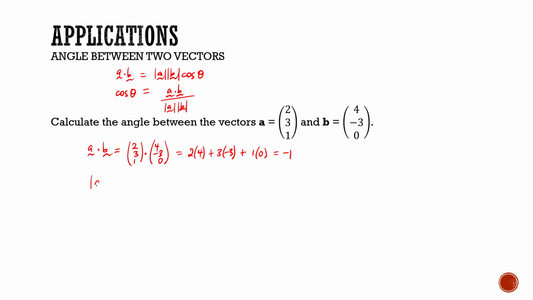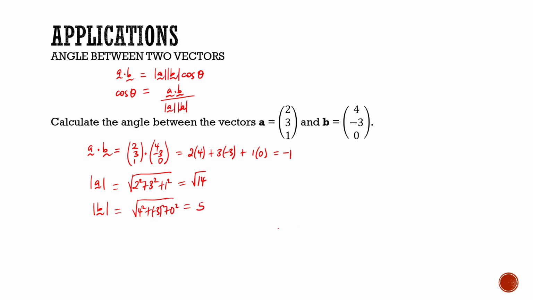Okay, how do we get the magnitude of a? We know that this is the square root of 2 squared plus 3 squared plus 1 squared, which is just the square root of 14. And the magnitude of b is the square root of 4 squared plus negative 3 squared plus 0 squared, which is 5.